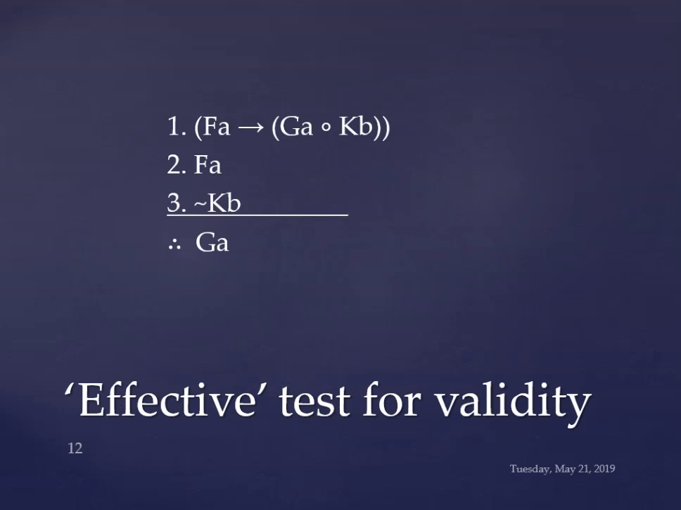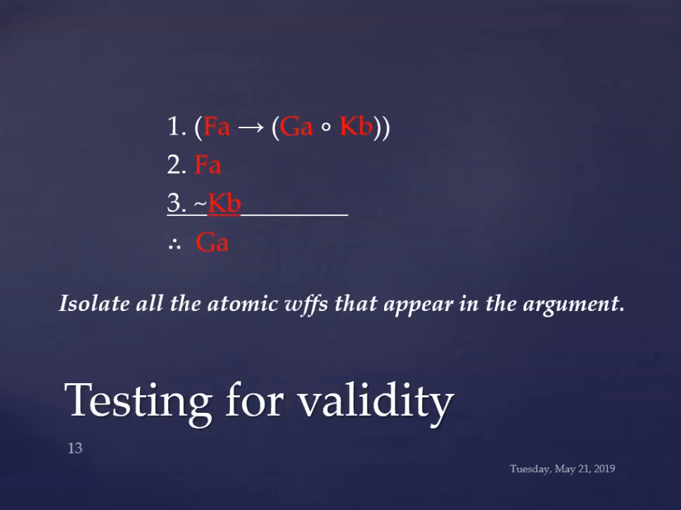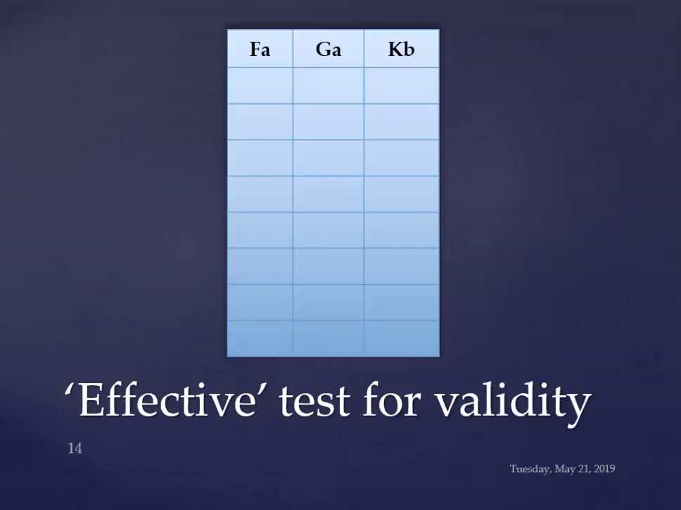All right, so what we're going to do here is isolate all the atomic formulas that appear in the argument, right? And so we have 3 of them again, okay? And I kind of get them all figured out. And what I'm going to do is create a little table, and this is what it looks like. What I like to do, and what I want you to do too, is put the atomic formulas in alphabetical order. So FA comes first, GA comes second, and then KB.